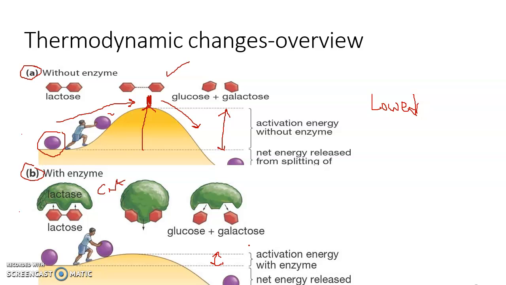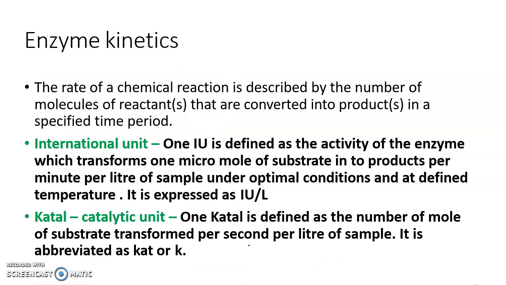Okay, right. The next one is some kinetic parameters. So here, just look at this one. The rate of chemical reaction is described by the number of molecules. The rate of reaction, we are representing as K. Then the rate of chemical reaction is always the number of molecules, that is maybe reactant 1 or reactant 2. So here substrate plus enzyme. Then that are converted into products in a specified time period. So here the time is also important, because the rate of reaction depends upon the substrate concentration. It may be the enzyme activity also.